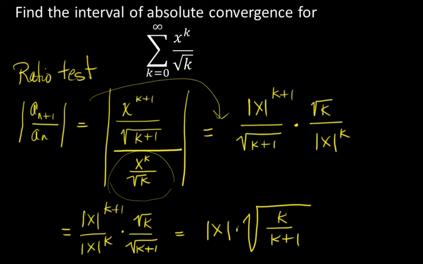Well, now I'm ready to take the limit. I know that k over k plus 1 goes to 1. Now remember, x you're imagining as some fixed quantity while you're taking the limit. Notice that x has nothing to do with k. So it's just this here. This goes to 1, and the square root of 1 is 1. So the limit of this thing as k goes to infinity is the absolute value of x times 1.